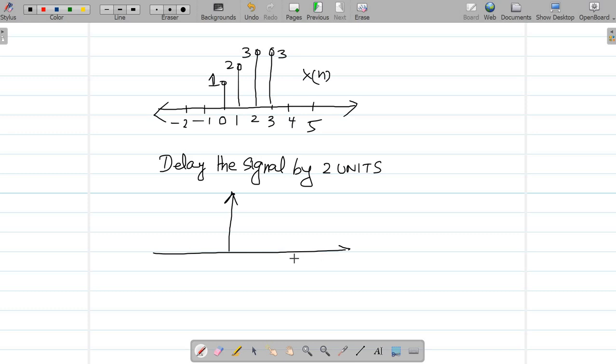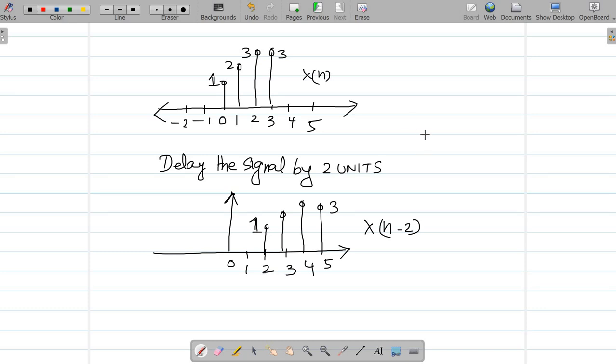The sample that was at index 0 will be shifted here. So now this will become 1 at index 2, at index 3 the sample value will be 2, and for index 4 and 5 the sample values will be 3. Here we have shifted it, and we call this x of n minus 2. That is, we have delayed the signal by 2 units. That means we have shifted the signal in the forward direction by 2 units.